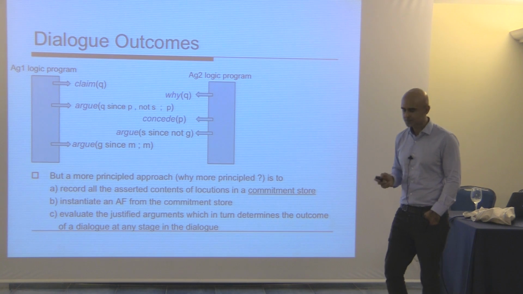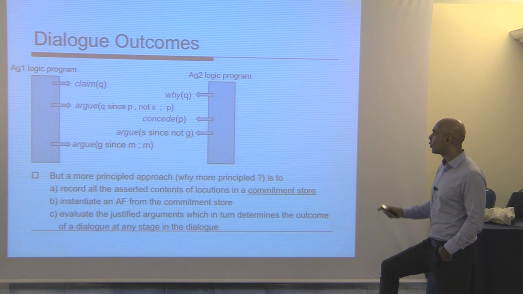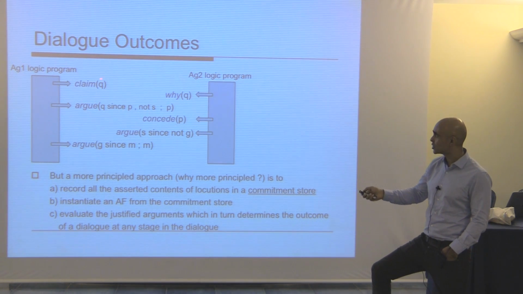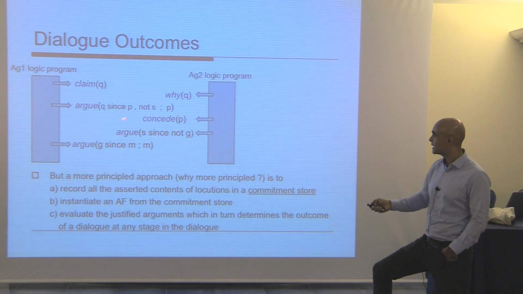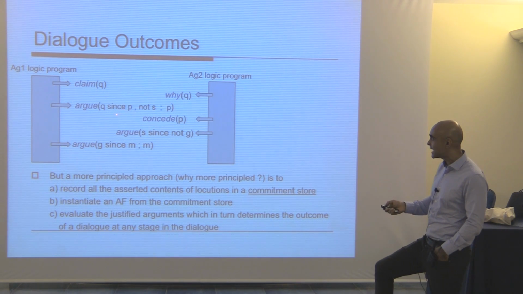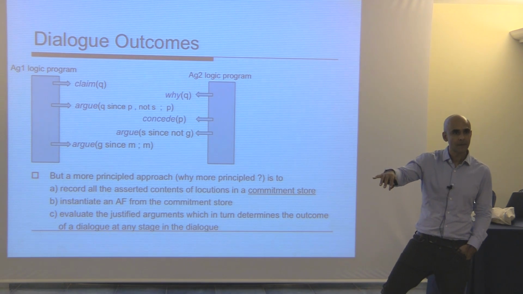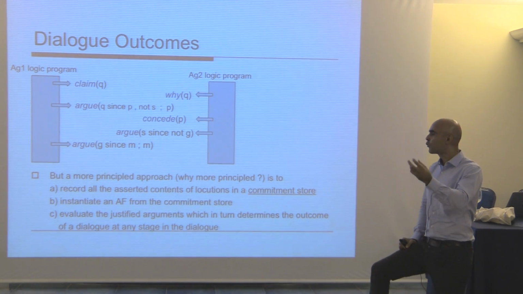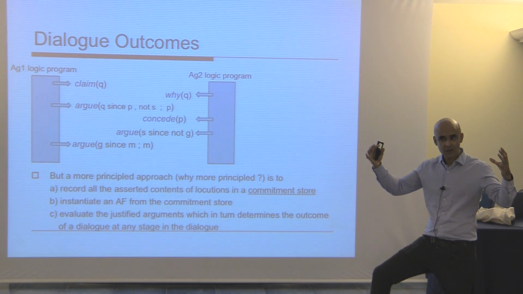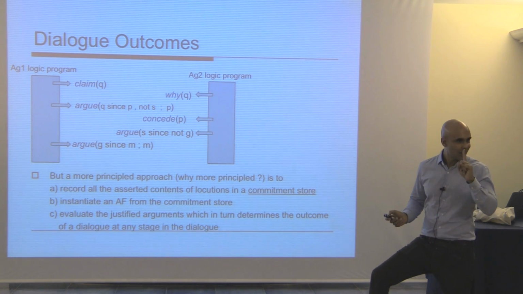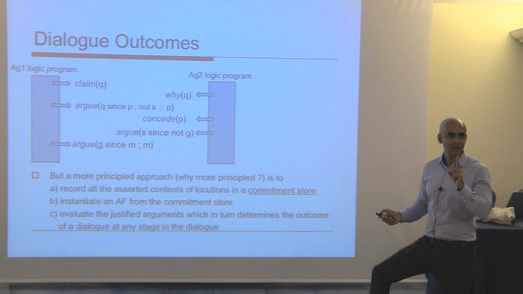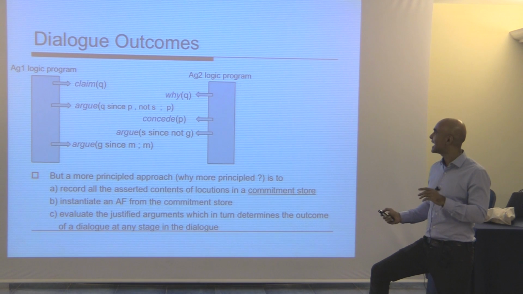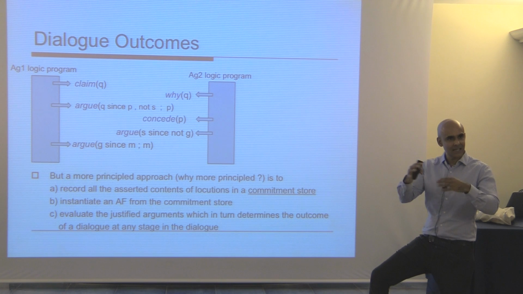A more principled way would be the following. What you do is record all the asserted contents of the locutions in a commitment store. As the dialogue proceeds, everything that's been asserted in the locutions, Q, argue Q since P, they all get put into a commitment store. That commitment store is just like your logic programming knowledge base in this example. It's your delta. From delta, you construct the argument framework from that knowledge, and you determine, is there a justified argument for this claim? If there is a justified argument, say under the grounded semantics, for claim Q, then Agent 1 has persuaded Agent 2 that Q is true. So now you can begin to see the connection with argument frameworks.